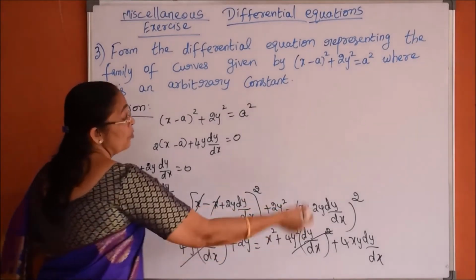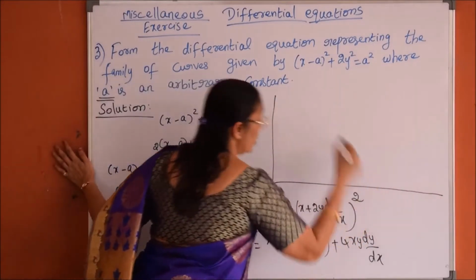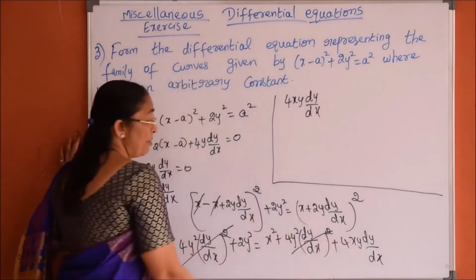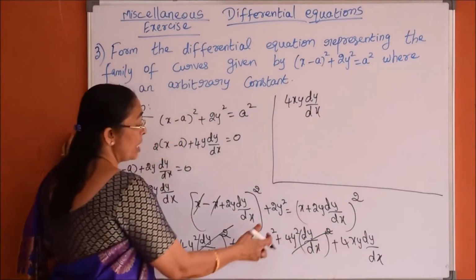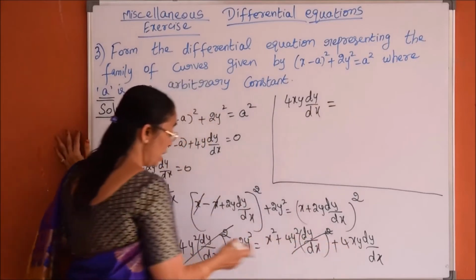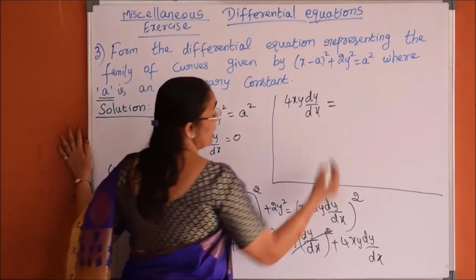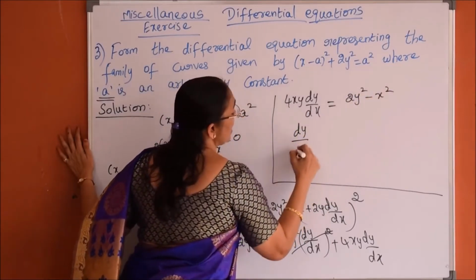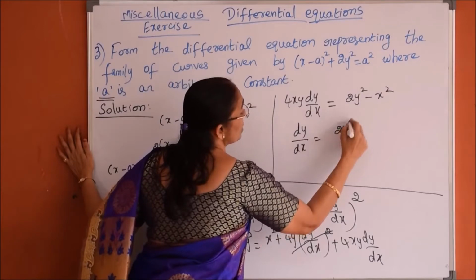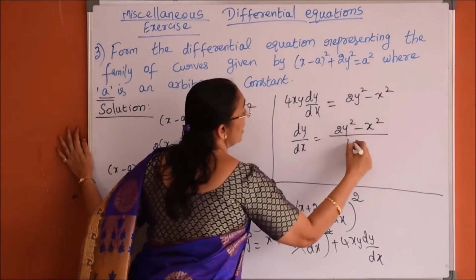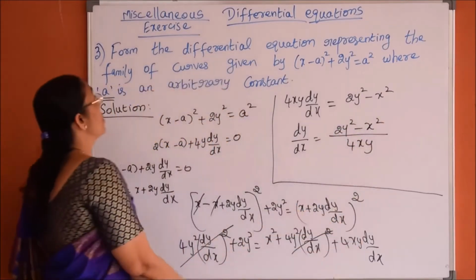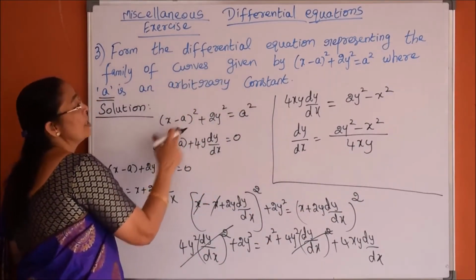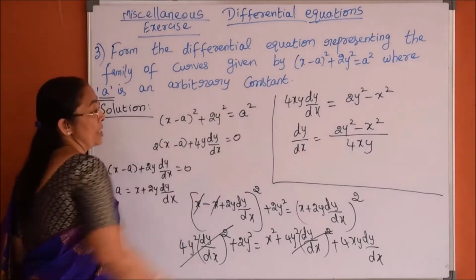Now, let us rearrange these terms. Let me take 4xy into dy by dx, only one term is there with dy by dx, is equal to 2y square minus x square. Or dy by dx is equal to (2y square minus x square) divided by 4xy. So, this is the differential equation representing the family of curves after eliminating the arbitrary constant.